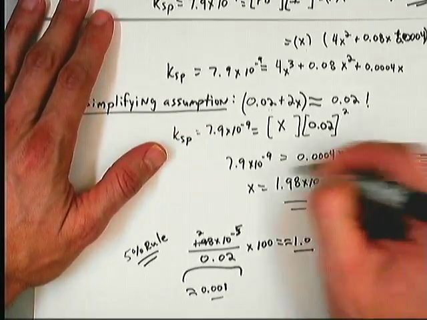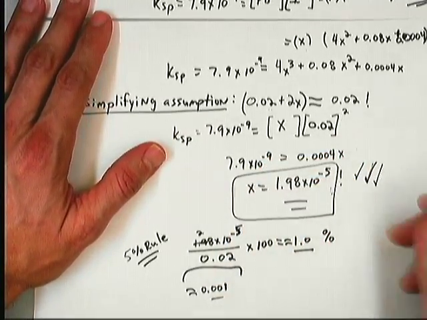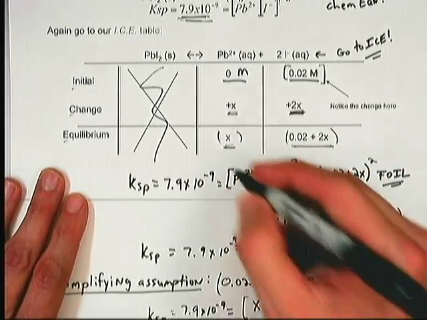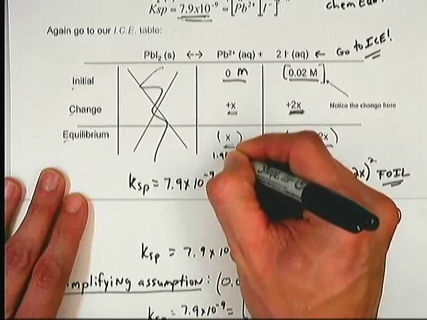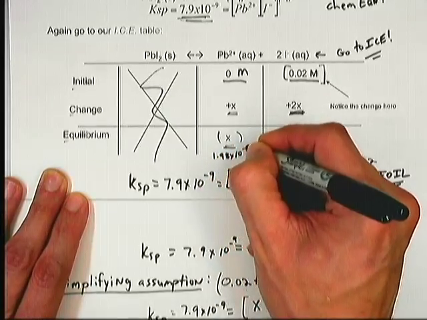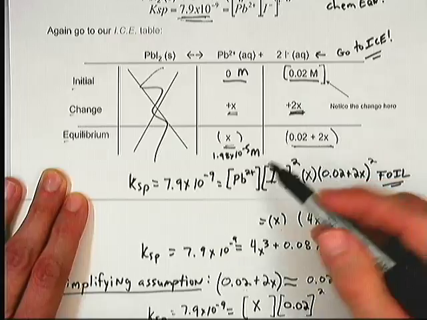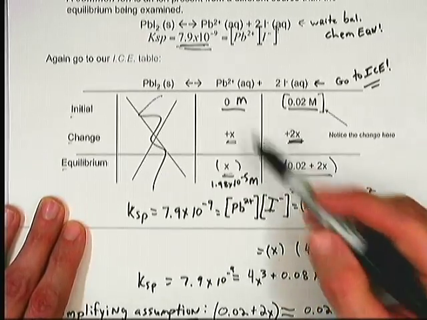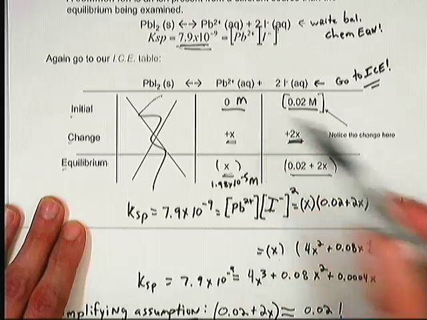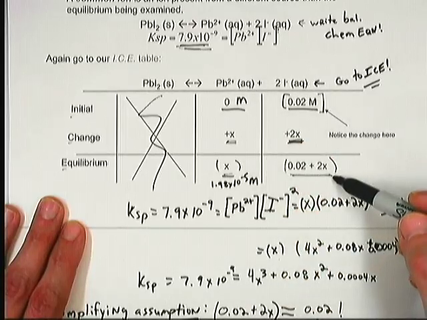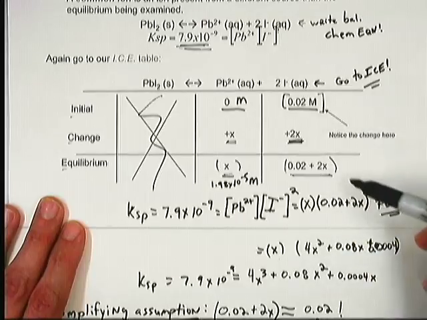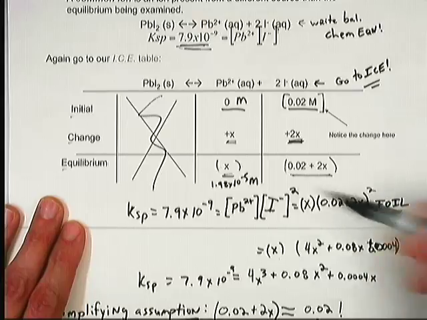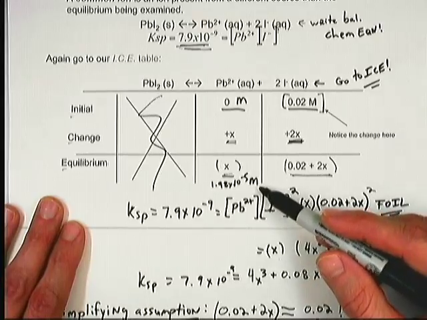We've solved for x. And what does x represent? Well, again, I shift back to my ICE table. And x was 1.98 times 10 to the minus 5. It was the concentration at equilibrium of the lead 2+ ion. And if I want to think about the concentration of the I minus ion at equilibrium, I'd solve this equation. I'm going to be a little bit over this. So that's what x represents for me now.